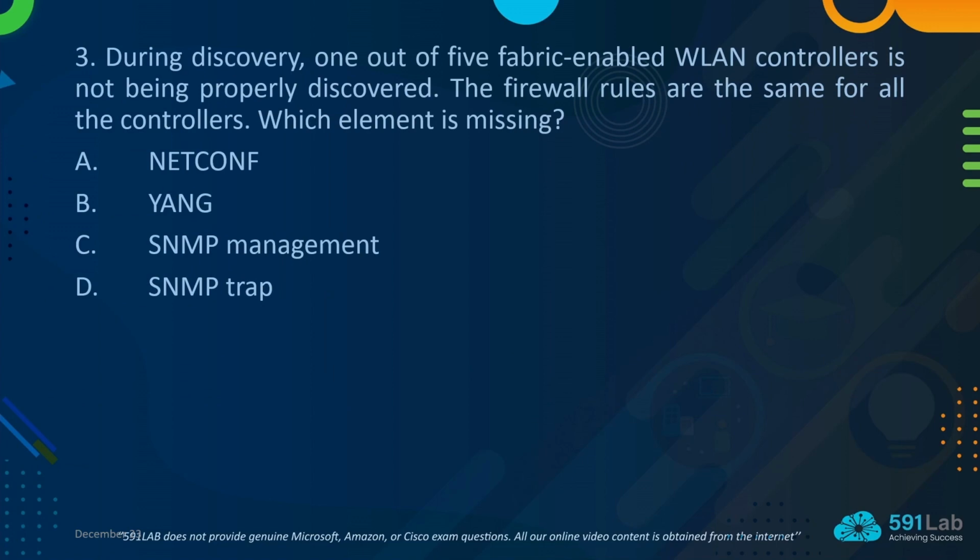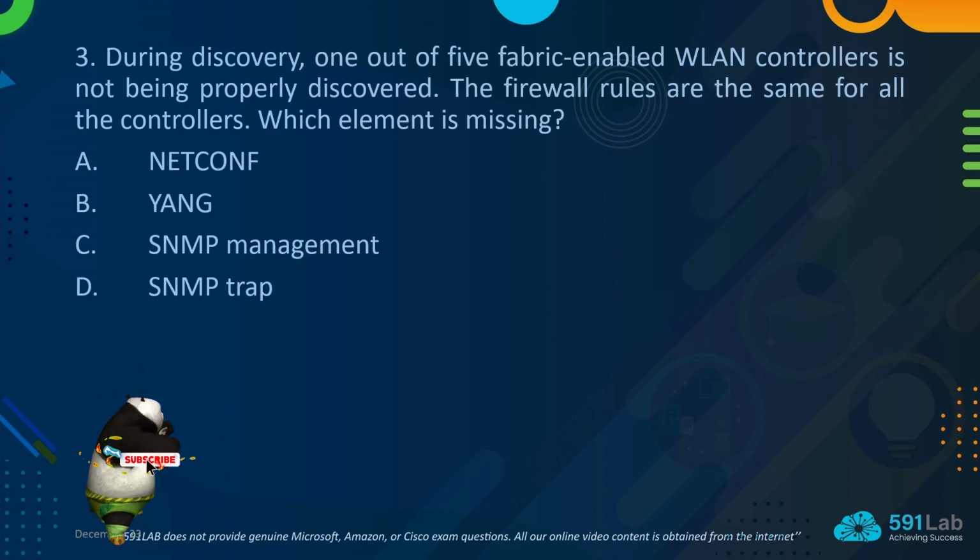Question number 3. During discovery, one out of five fabric-enabled wireless LAN controllers is not being properly discovered. The firewall rules are the same for all the controllers. Which element is missing? Netconf, Yang, SNMP management, or SNMP trap.